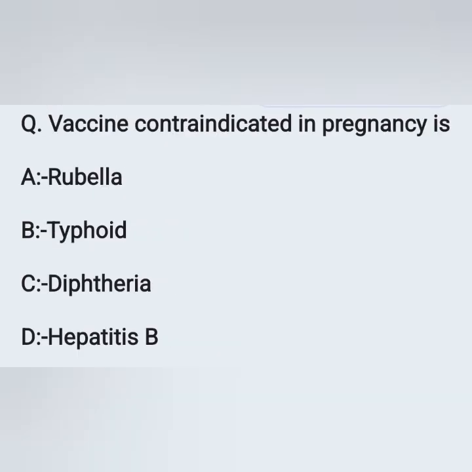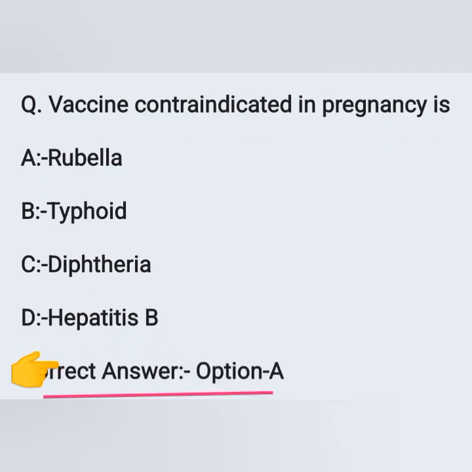And the next question, vaccine contraindicated in pregnancy is, options. Option A rubella, option B typhoid, option C diphtheria, option D hepatitis B. Which vaccine is contraindicated in pregnancy? It is rubella. Option A is the correct answer.